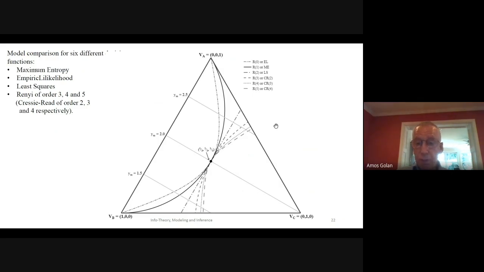So to see the differences, this is what is called the empirical likelihood. It's the closest to Shannon, but it's still different. This is, as expected, the linear model, least square. And those are some higher level entropies, like the Rényi entropy of different orders. So you see that the choice of the decision is really important.